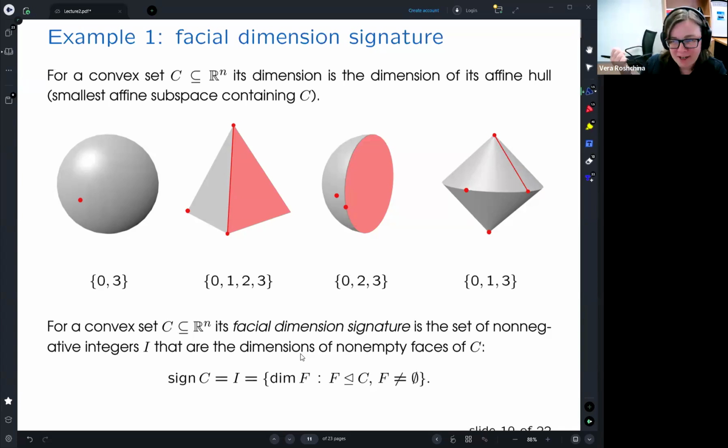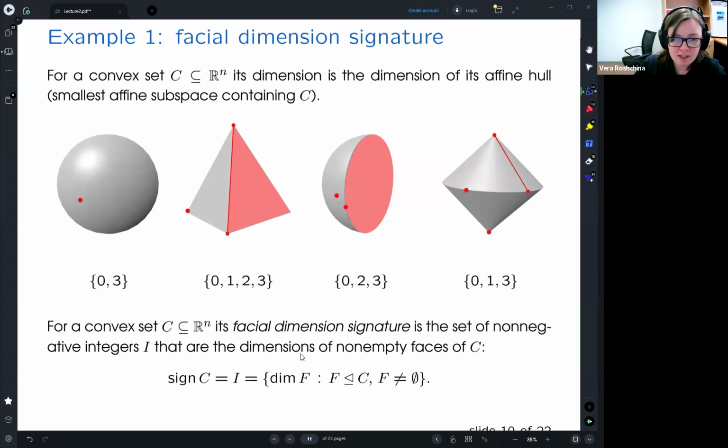So every convex set has a dimension associated with it. That dimension is an integer. If the convex set is non-empty, it's just a non-negative integer that tells me the dimension of the affine hull of the set, or the smallest affine subspace that contains the set. It could be a line, a hyperplane, whatnot, right? Faces of convex sets are also convex sets, so every face has a dimension. And then I can look at my convex set and count dimensions, or write down all possible dimensions of all faces of this convex set.